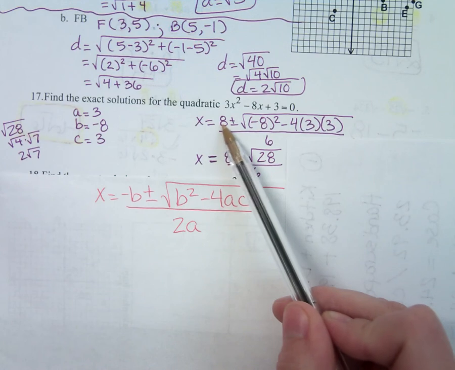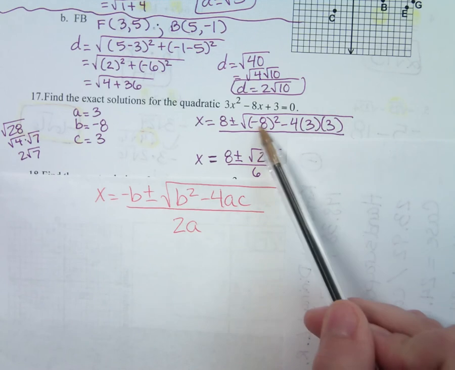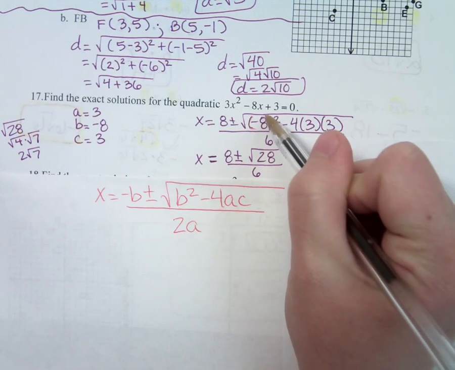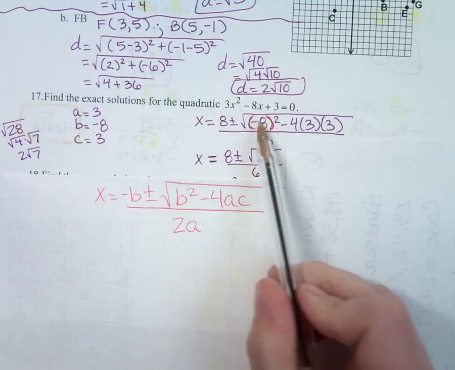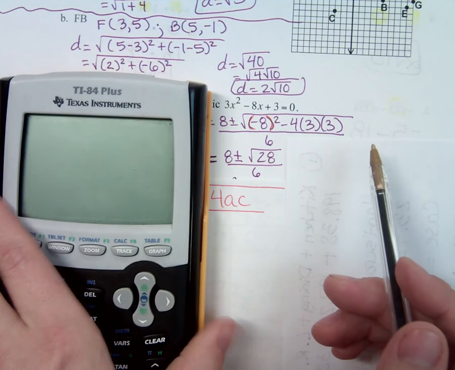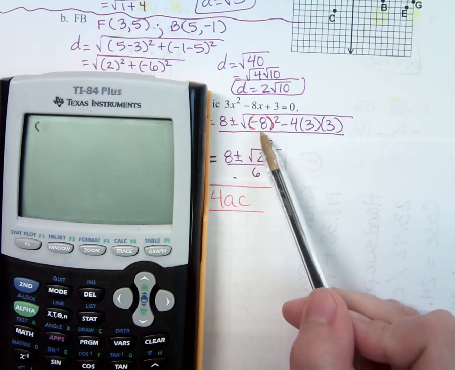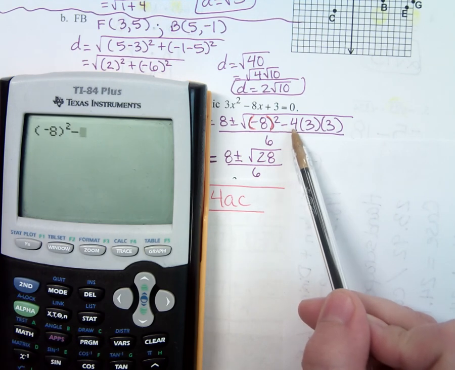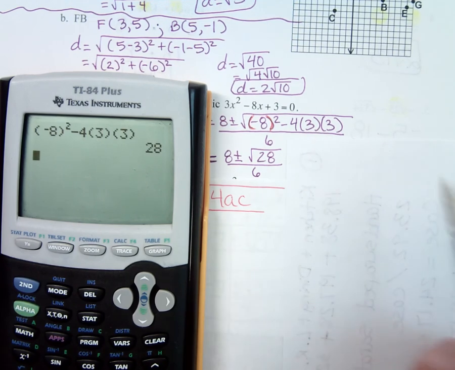So x equals the opposite of b. I took the opposite of -8 and got a +8, plus or minus square root b squared minus 4ac. Make sure you put parentheses around this, or you will get a wrong answer if you type it in the calculator without parentheses. If I calculate all of this underneath the square root, I will get 28. I'm just going to show that to you real quick, because I still have some students that struggle with that. So I'm going to go parenthesis, -8, close the parenthesis, squared. This is a minus sign, so minus 4, parenthesis 3, parenthesis 3, and you can see it's 28.